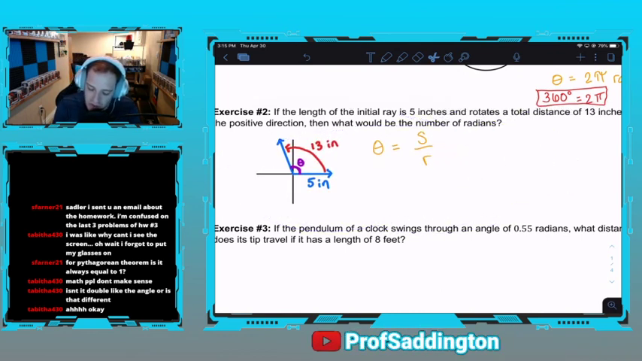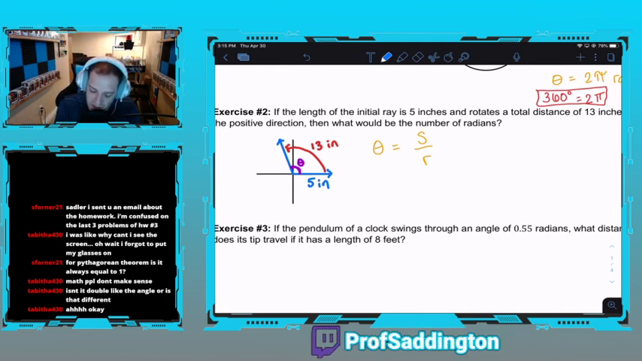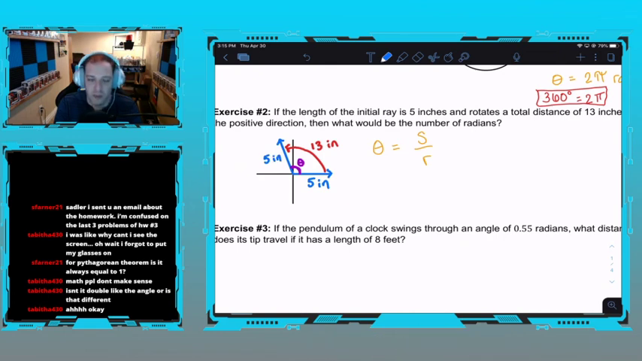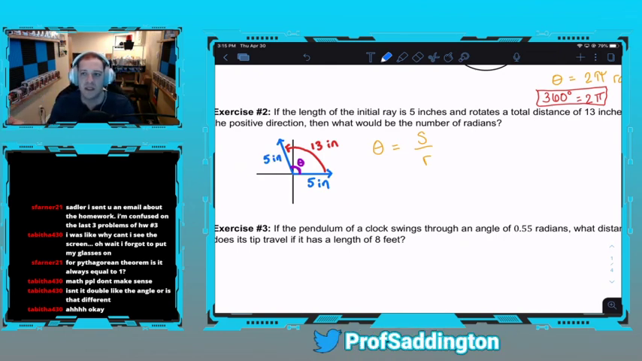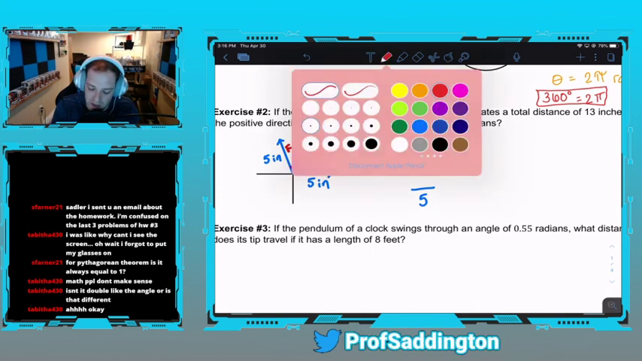Well, we know that 5 inches was the initial ray. And what we set up top is that your initial ray is always going to be your radius. Not only is it going to be 5 inches there, it's also going to be 5 inches here. No matter where we draw that line, it's always going to be the same distance as what we started with. So that will be our 5. 5 is going to plug in for r. S stands for the arc length, and we just said that the arc length is 13.